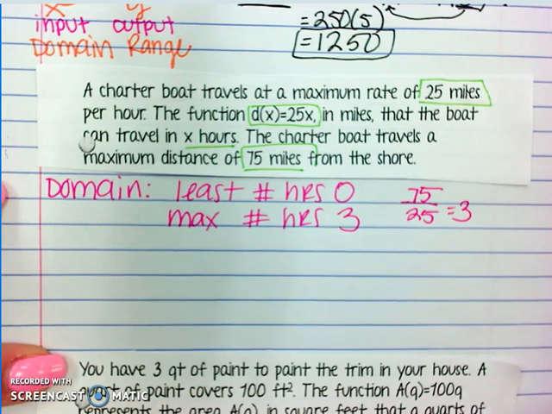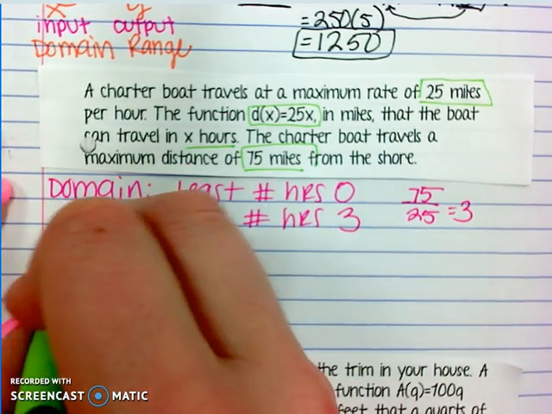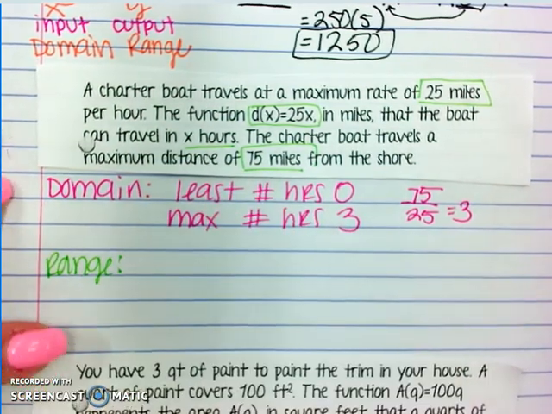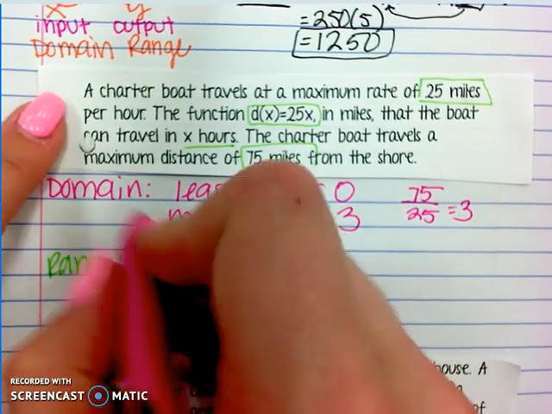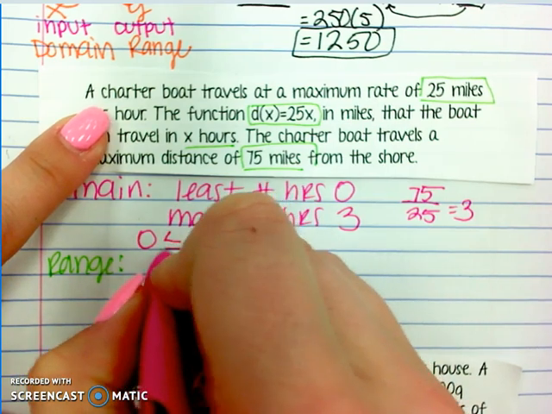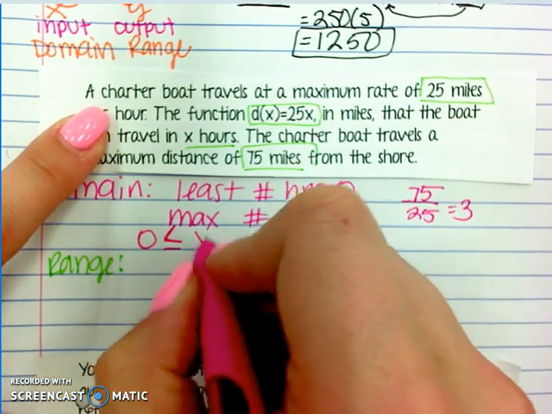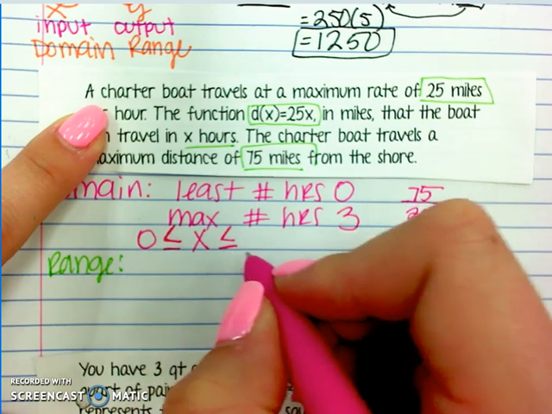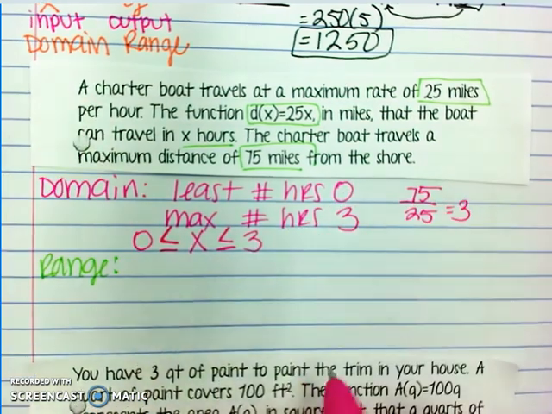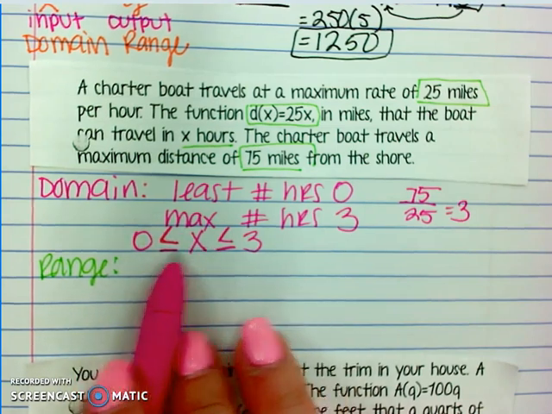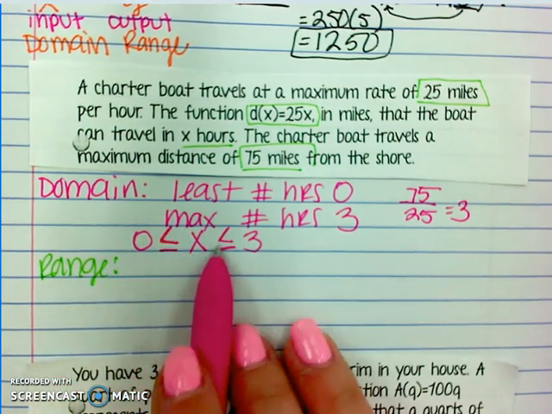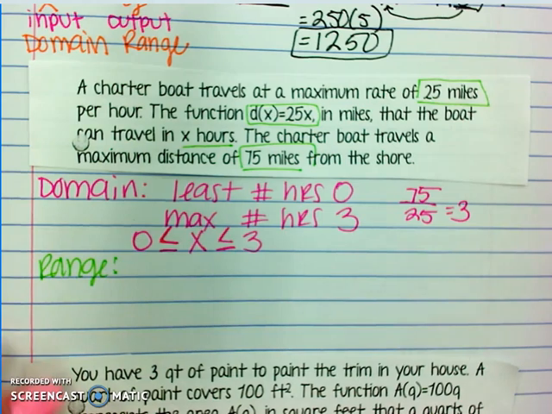Now you look at the range. Actually, before we do that, let's write our inequality. Okay, we have 0 is less than or equal to x, which is less than or equal to 3. So x is going to be greater than or equal to 0 and less than or equal to 3.